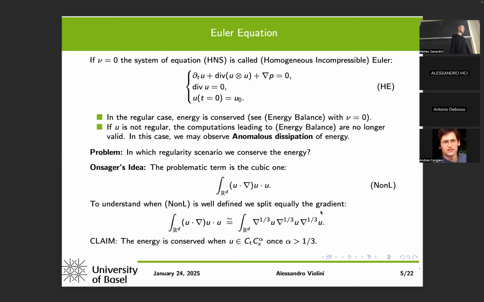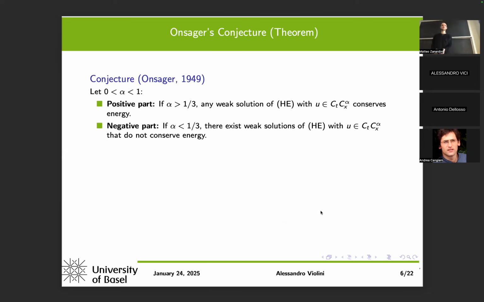So we just have to think about the regularity in space. So his claim was, if my solution is C^alpha Hölder and alpha is strictly greater than 1/3, I will conserve the energy, because I can do the previous computation in some way. Of course, his proof was not a proof. Indeed, it takes the name of Onsager conjecture, which is famous in fluid dynamics. So I fix alpha between 0 and 1. And if alpha is strictly greater than 1/3, any weak solution of Euler will conserve the energy. And if alpha is strictly less than 1/3, then there are weak solutions that will not conserve the energy.